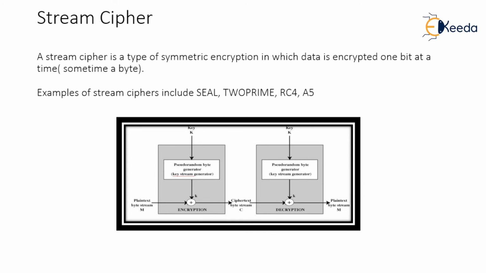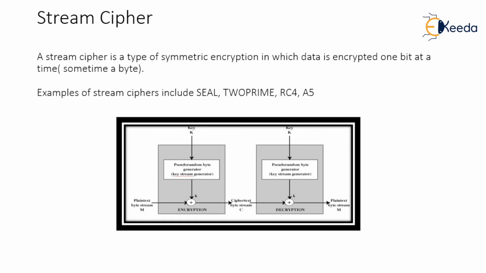So here stream ciphers take the help of pseudo random byte generators to generate the unique keys for conversion of the bits of your plain text into the ciphertext, and the same generators then use the keys for conversion of the ciphertext bits into the plain text bits.